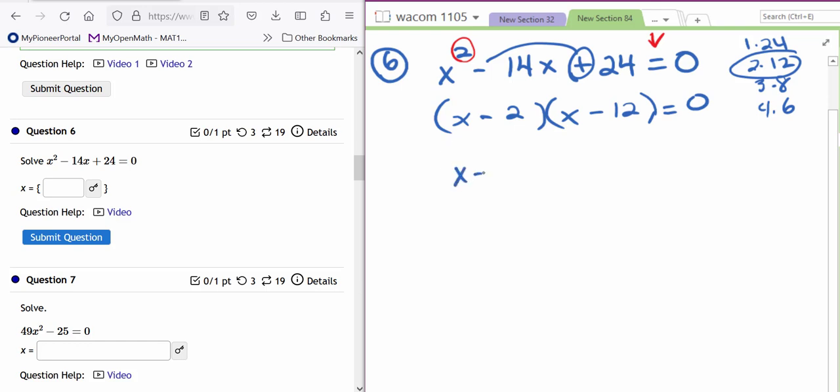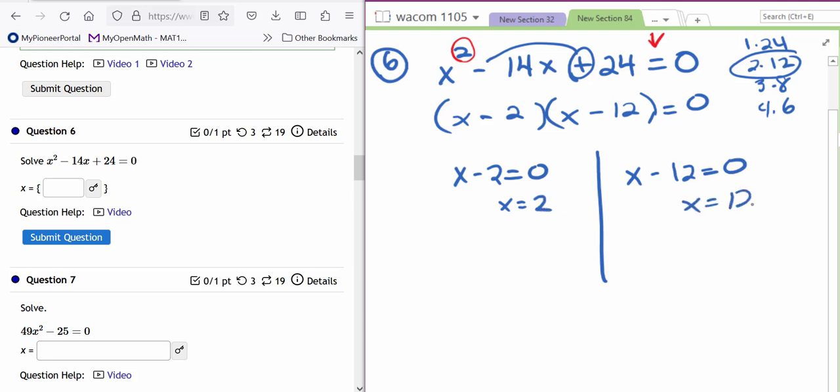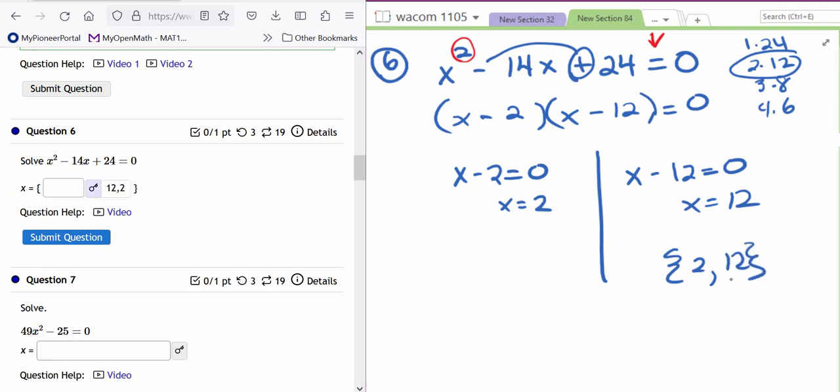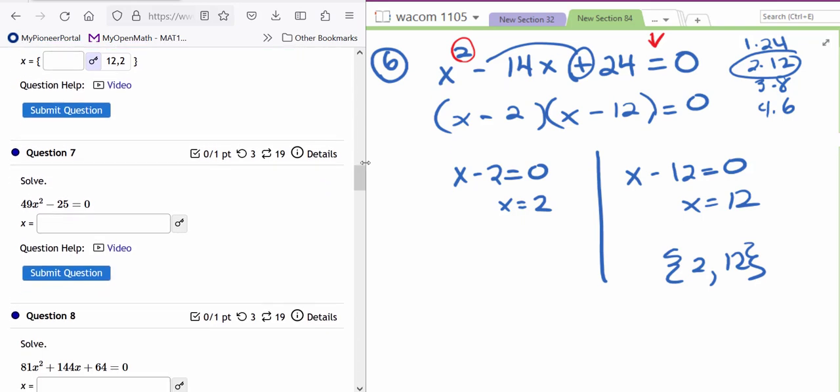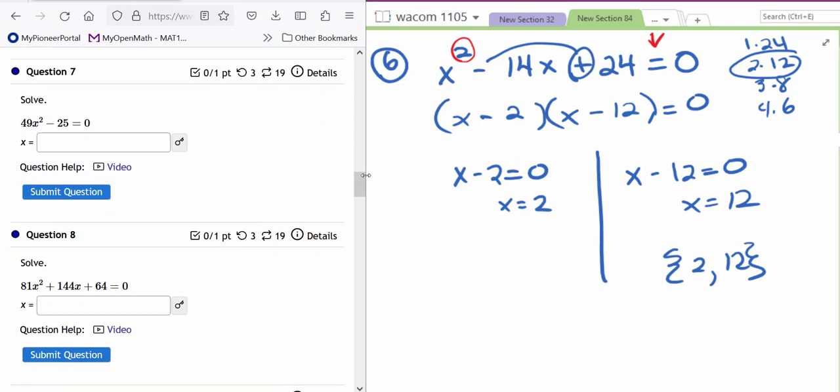All right. So we set each one equal to 0 and solve. So this one we will add 2. This one we will add 12. And we're good. 2 and 12. You guys stop me if you have a question as we go.